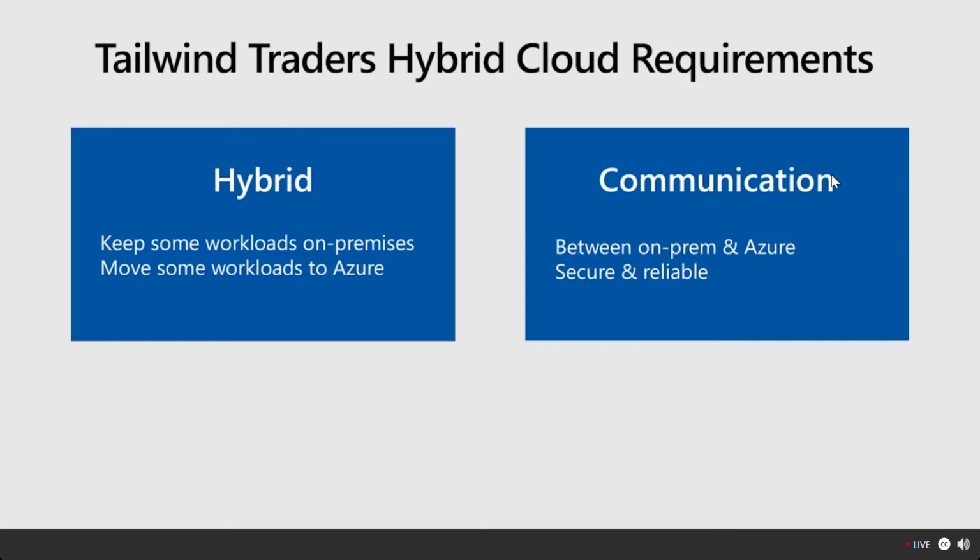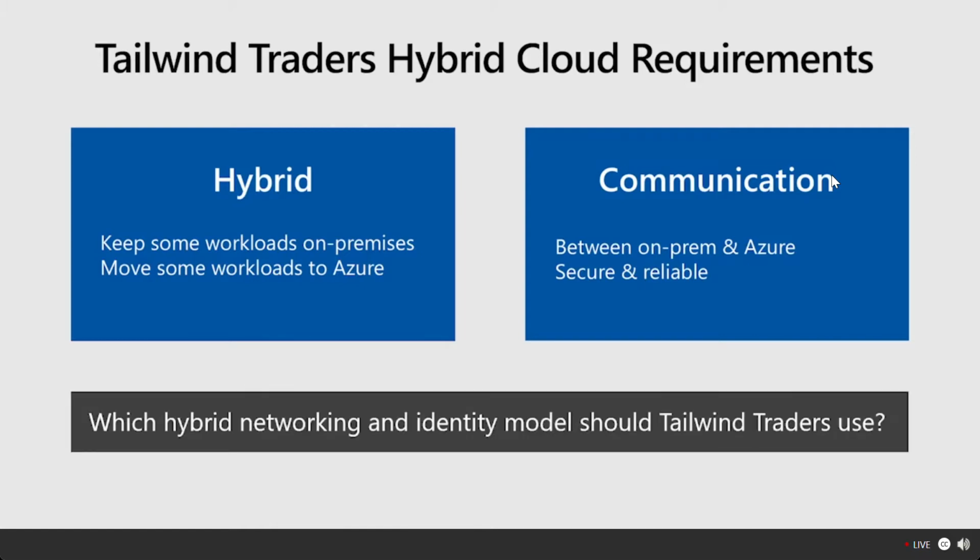From a networking perspective, not only do they need to ensure that they have easy connectivity between their branches and their head office into Azure, but also between each of their different branch offices with one another. They need to make sure that those network connections are as secure and reliable as possible. So, which hybrid networking and identity model should Tailwind Traders use? There's more than one way to configure this, so let's jump in and have a look at your options.